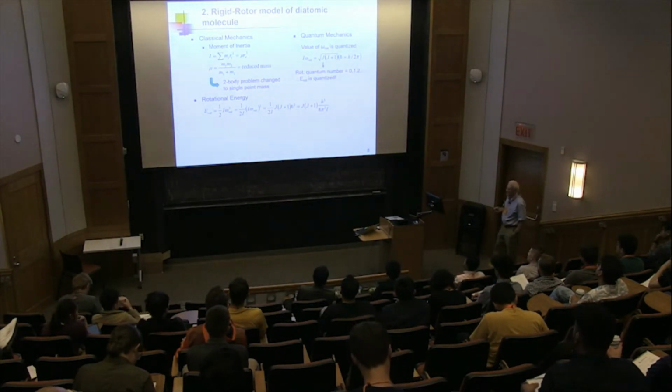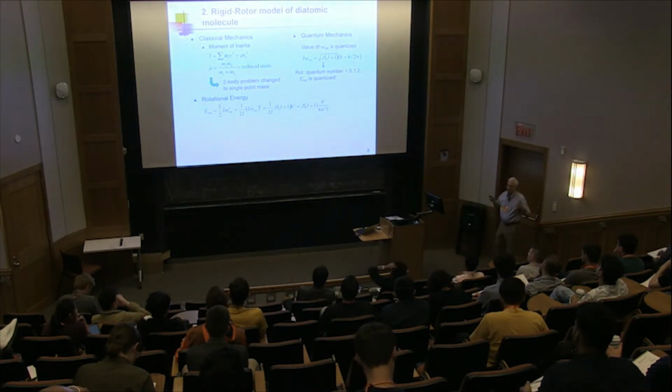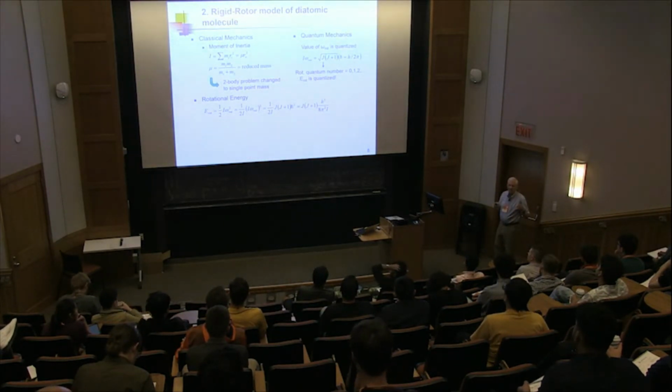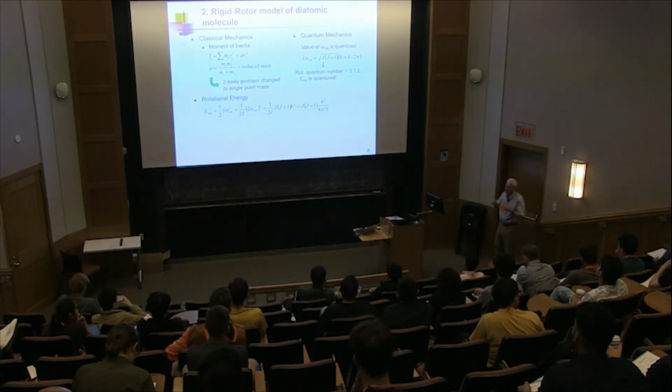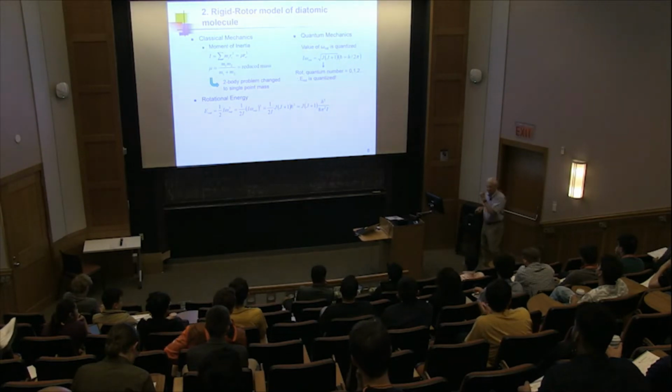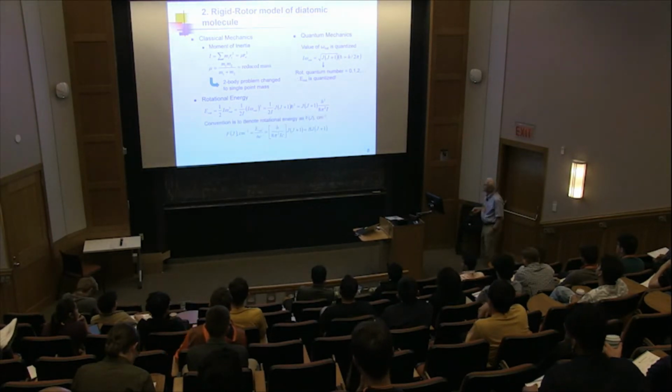Now what happens when J gets big? Energy's big. Well, I've got to go back to my Boltzmann distribution. But if energy's really high, no molecules have that energy. So there's an average energy, which will tell you what the average value of J is in this spectrum.